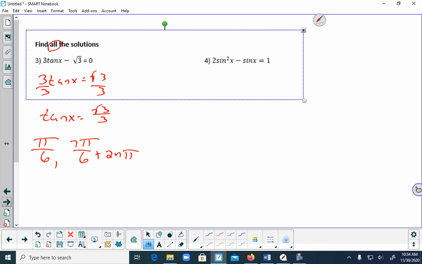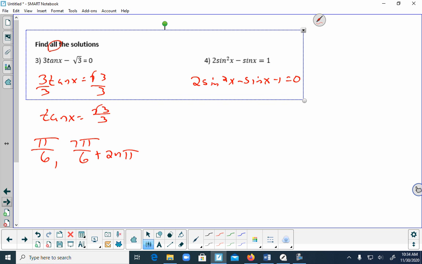The next one, I have 2 sine squared x minus sine x is equal to 1. Since I have that middle term, or that linear term, I'm going to have to do product sum. So I'm going to bring everything on one side so I can set it equal to 0. Remember, that's how we factor.